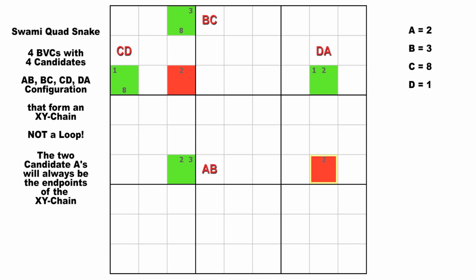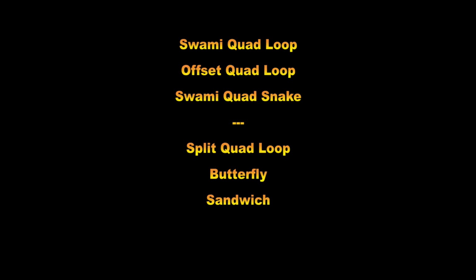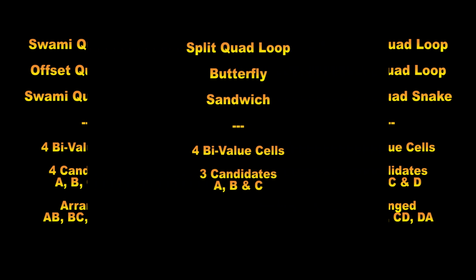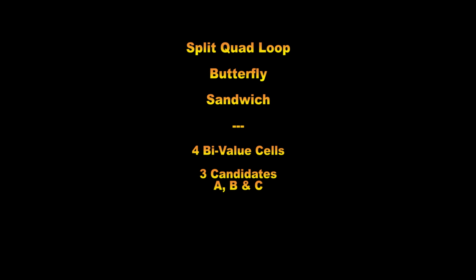Got it? Great. So now let's move on to the last 3 patterns. As I mentioned in the opening of part 1, the 6 patterns we are covering here fall into 2 groups of 3 patterns each. The first 3, the Swami Quad Loop, the Offset Quad Loop, and the Swami Quad Snake, each have 4 bi-value cells containing 4 different candidates, A, B, C, and D, arranged in a very particular way. The next 3 patterns, the Split Quad Loop, the Butterfly, and the Sandwich, are all composed of 4 bi-value cells, just like the first 3.